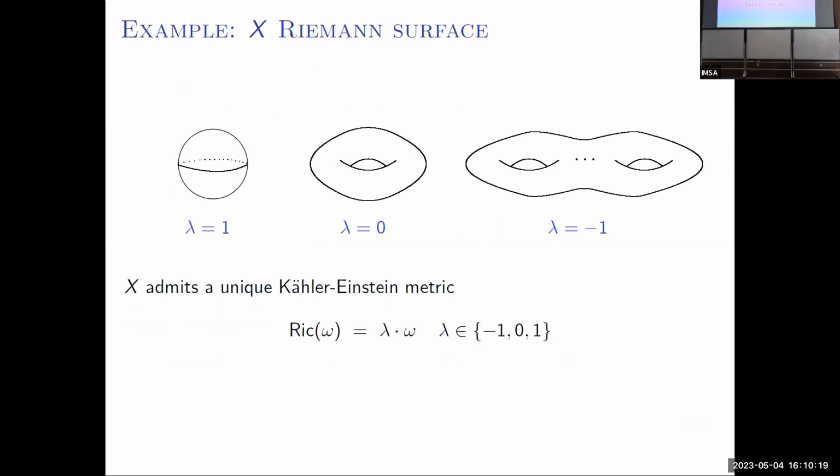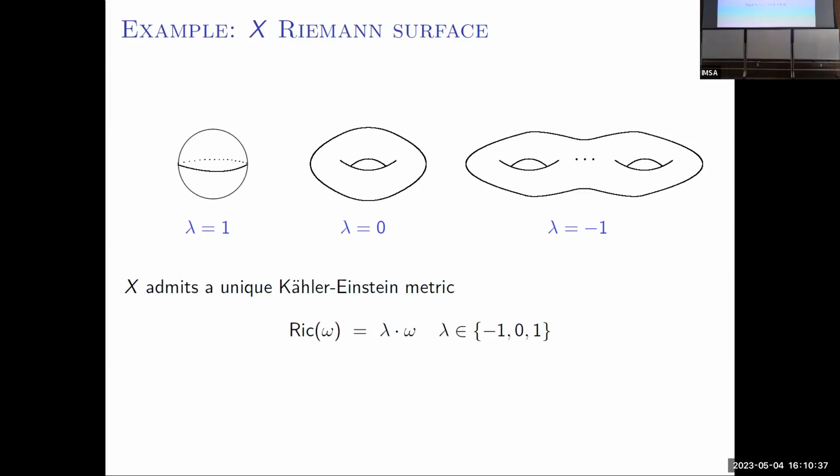We have already seen that for Riemann surfaces, from the Poincaré uniformization theorem, every Riemann surface admits a unique Kähler-Einstein metric, and the sign of the curvature just depends on the genus.